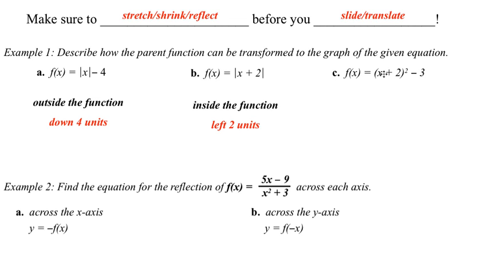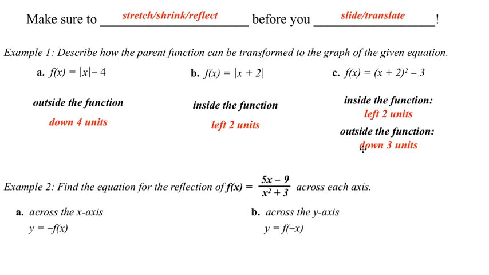On letter C, we have two things going on here. We have a -3 outside the function and a +2 inside the function. So we've actually got two different things going on. The -3 outside tells us it's going to go down 3, and the +2 inside tells us it's going to go left 2. So inside the function, left 2 units, down 3 for outside the function.